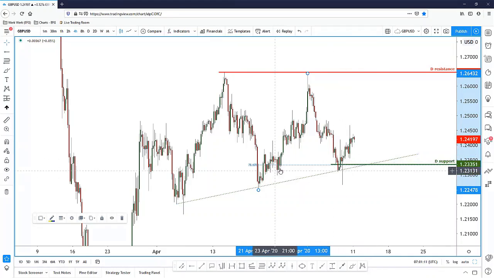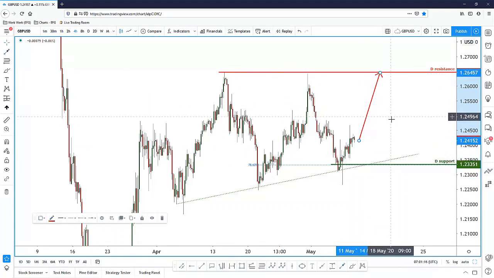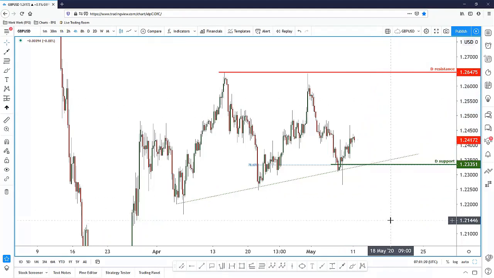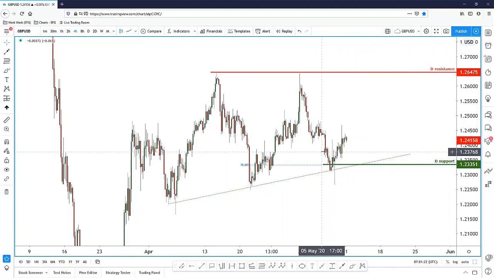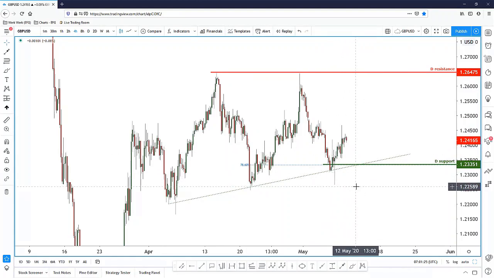All right. So once we have this, as mentioned, I expect to see price making a push up to the daily resistance. Now, where would be the best point for entry? With that, we just need to go down to the lower time frame, the 1 hour.